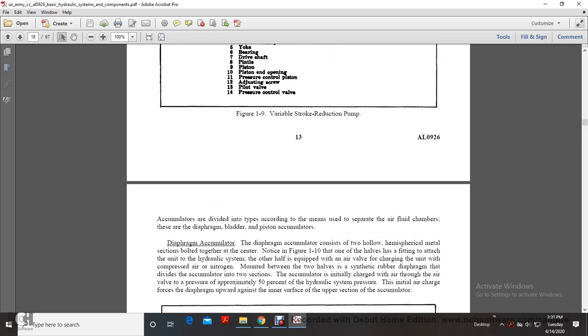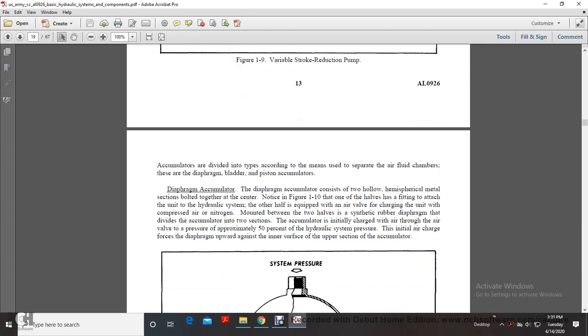Accumulators are divided into types according to the means used to separate the air and fluid chambers. These are diaphragm, bladder, and piston accumulators. Diaphragm accumulator. A diaphragm accumulator consists of two hollow hemispherical metal sections, fastened together at the center.